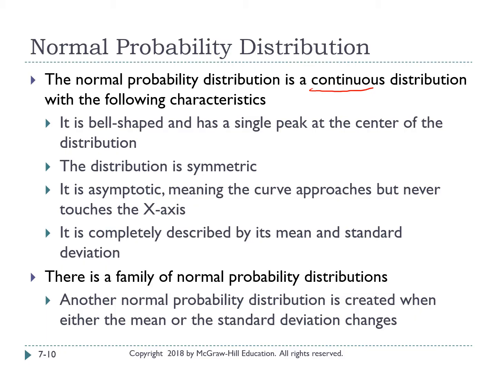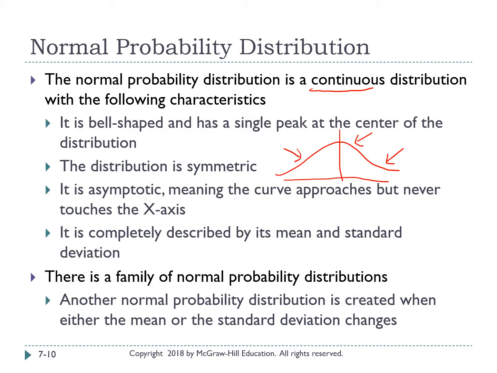So let's try to draw this distribution. You have a bell-shaped curve, okay, and then you have a single peak at the center. So you should draw it at the center. The second characteristic of this normal probability distribution is that the distribution is symmetric. What is symmetric? Symmetric means you have a mirror image. So your left curve and your right curve should have the same shape. Okay? And the third one, it is asymptotic.